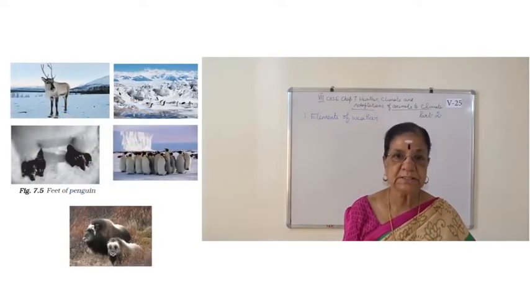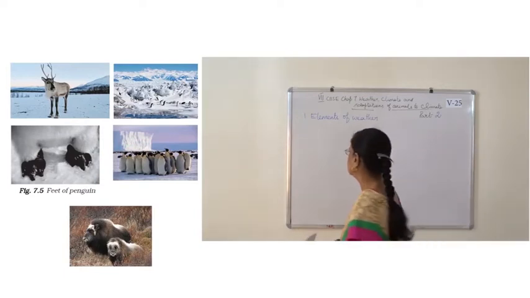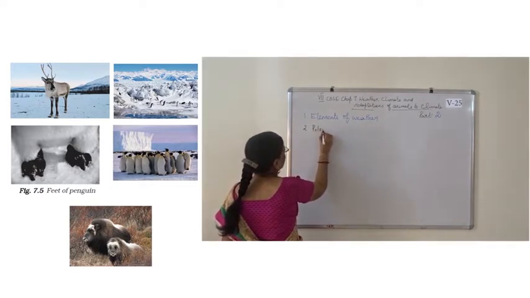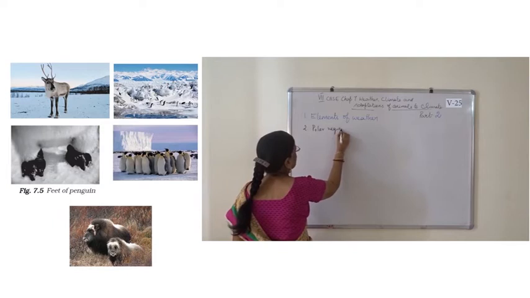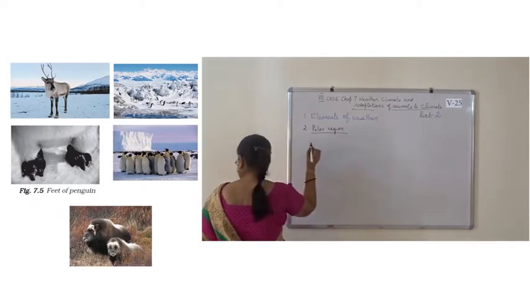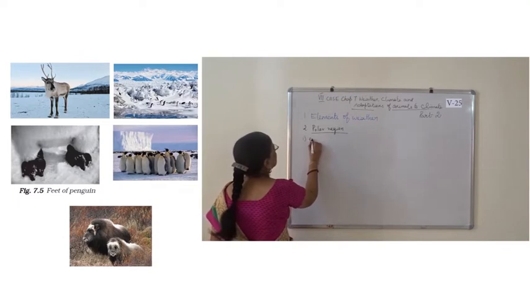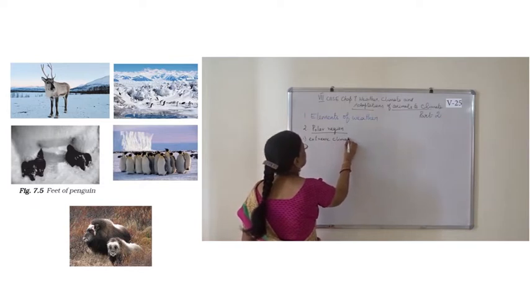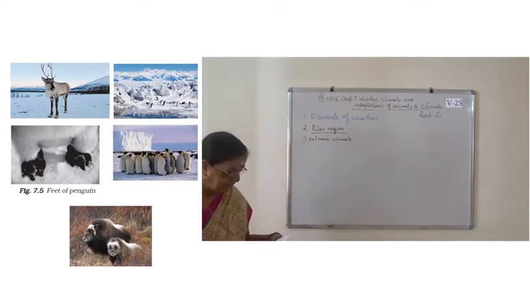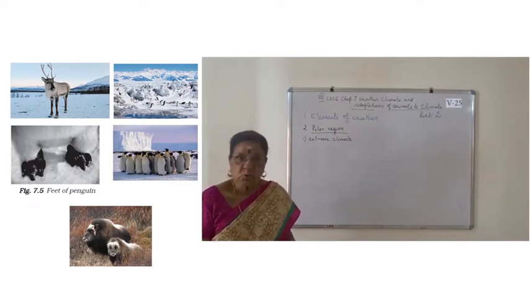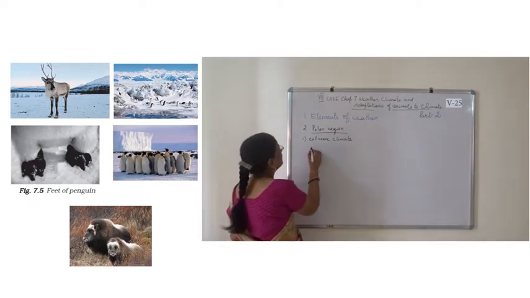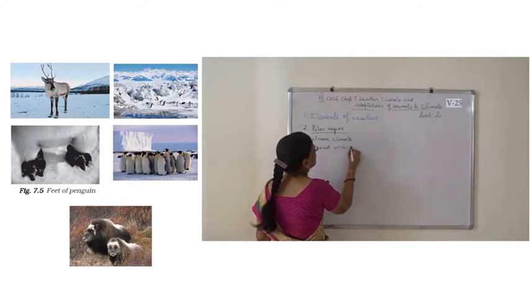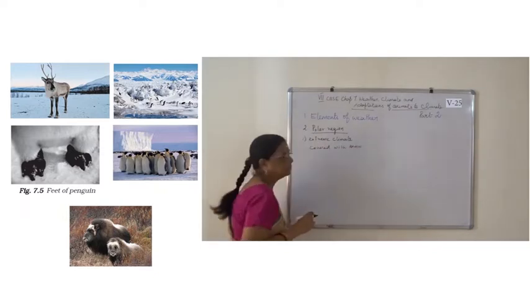Now the polar region. What are the factors of the polar region? First, it has an extreme climate. They are covered with snow for most part of the year. This is extreme climate, covered with snow.